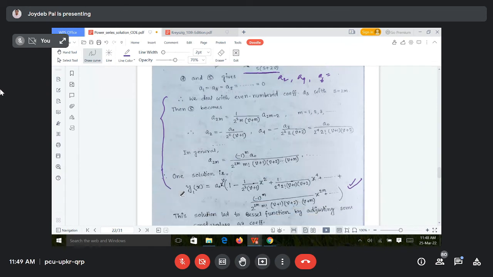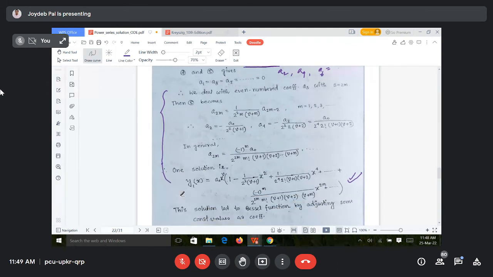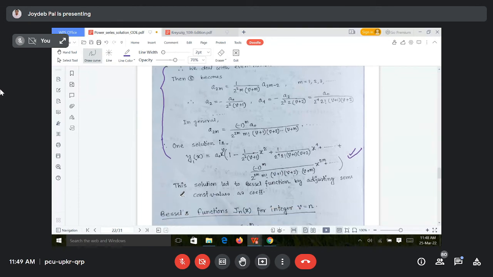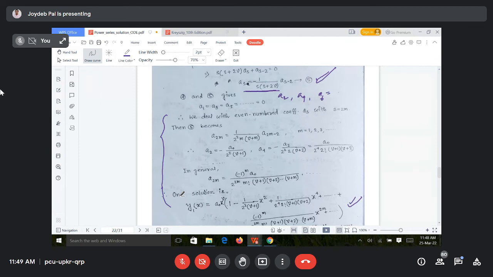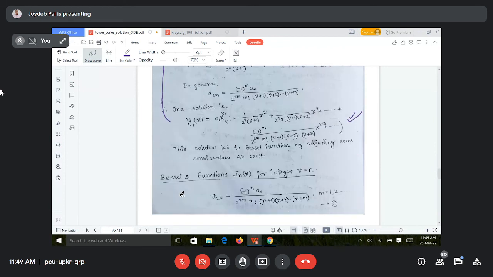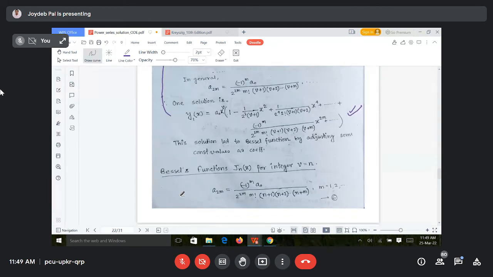See, I'm not discussing how I'm getting the form of y1(x). Actually, the first solution, that is y1, after this rearrangement, after this modification, is called the Bessel function. Do you get it? So, it is nothing but the solution.